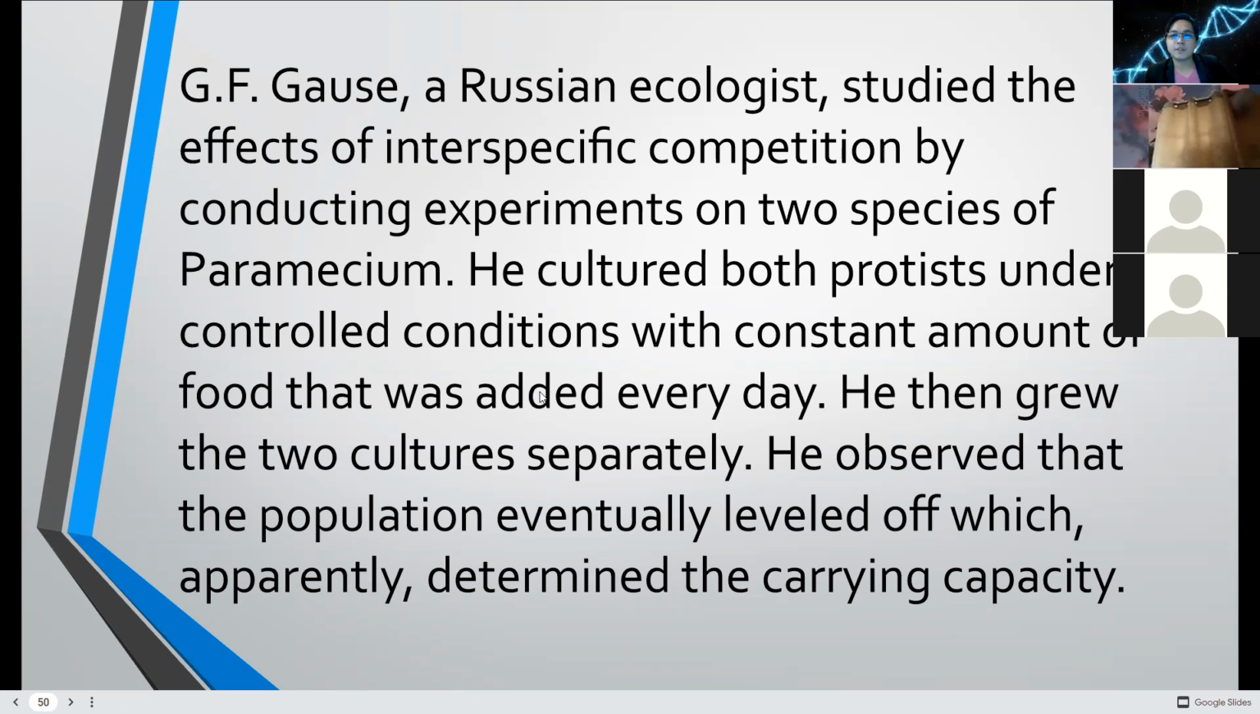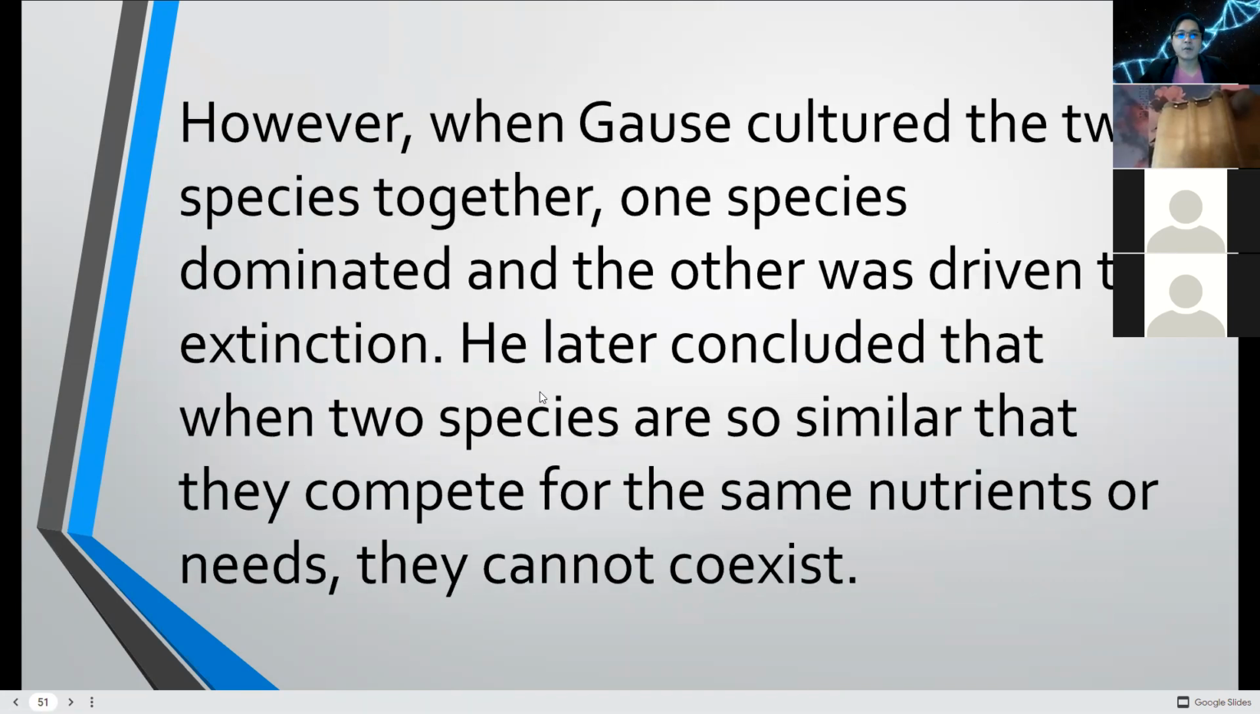Then he grew the 2 cultures separately. He observed that the population eventually leveled off, which apparently determined the carrying capacity. Okay, however, when Gause cultured the 2 species together, one species dominated and the other was driven to extinction. He later concluded that the 2 species are so similar that they compete for the same nutrients or needs.